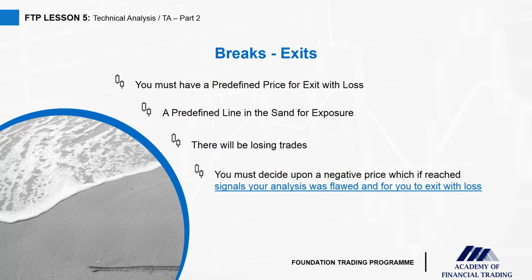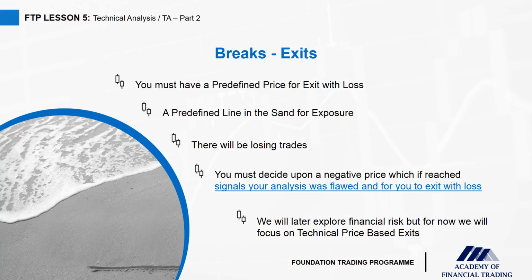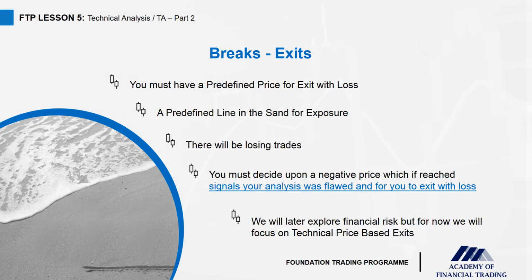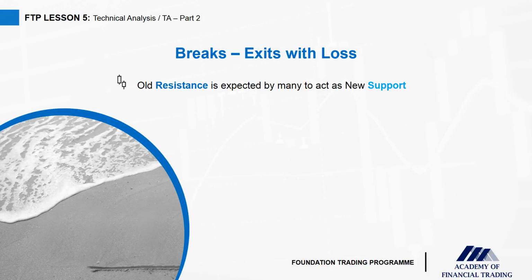So you must decide upon a negative price which, if reached, signals your analysis was flawed and you have to exit with a loss. So sometimes we are going to take small losses, and we have to be aware that this is going to happen, but that's okay. That is just part of the process. It's a learning experience. Sometimes the break didn't go the way we thought it would go. But again, later we're going to explore financial risk, and we'll get into that in depth far more down the line. But right now, I just want you to focus on technical price-based exits. So again, don't get too hung up with the terminology. Focus on the important points.